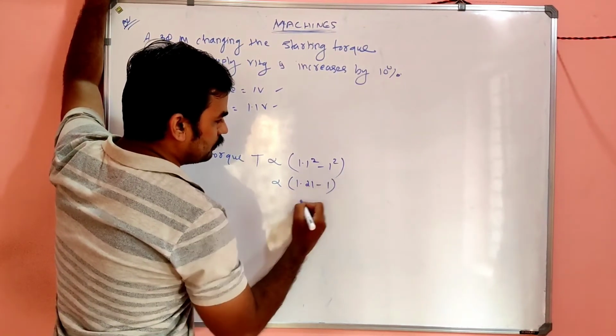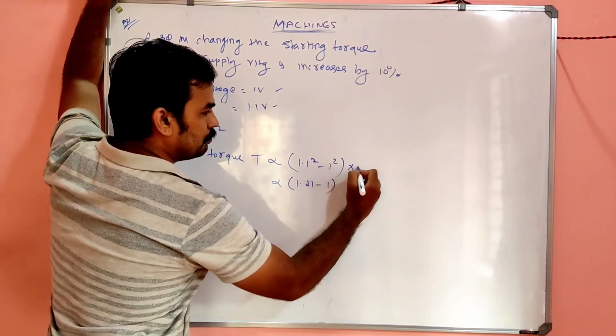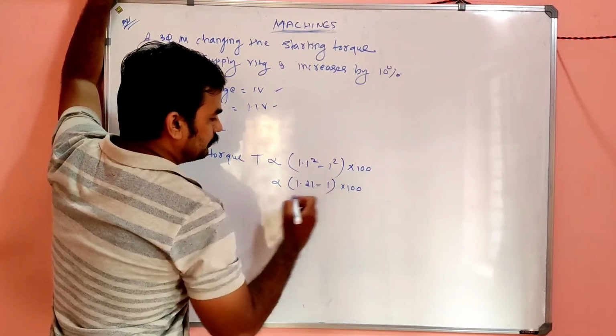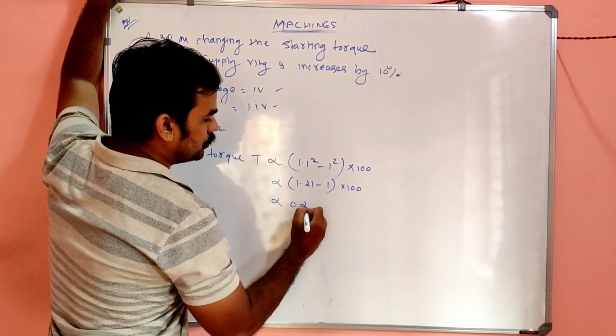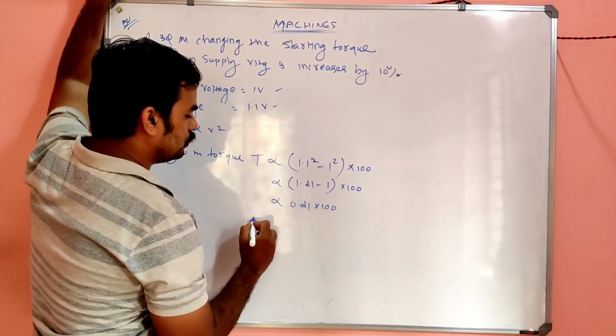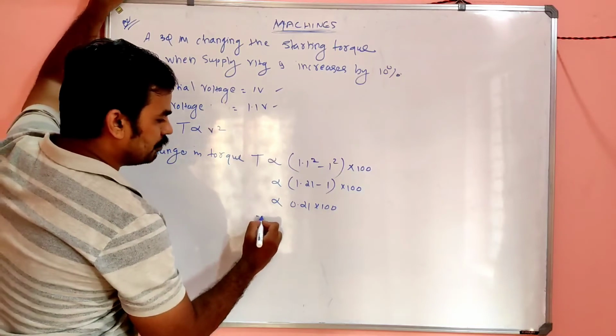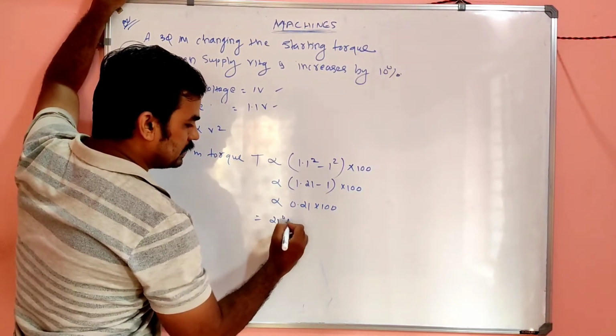1.21 minus 1. So percentage means it will do 100, correct? So it will be equal to 0.21 into 100. So the answer will be equal to what? Which will be equal to 21%.